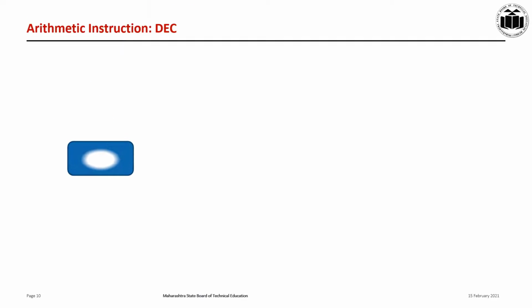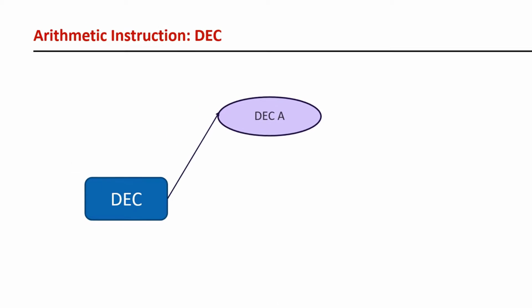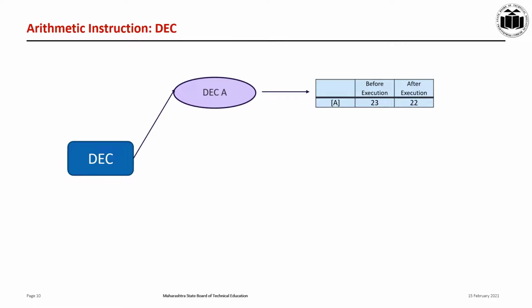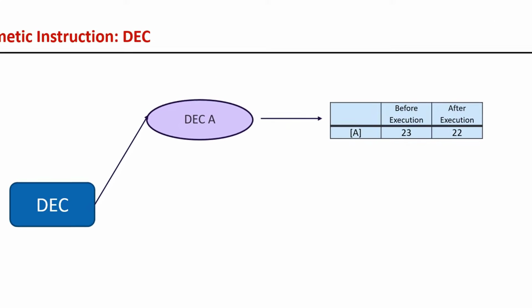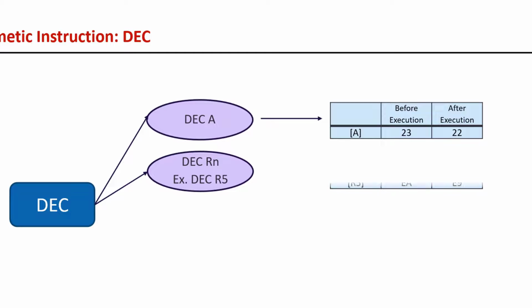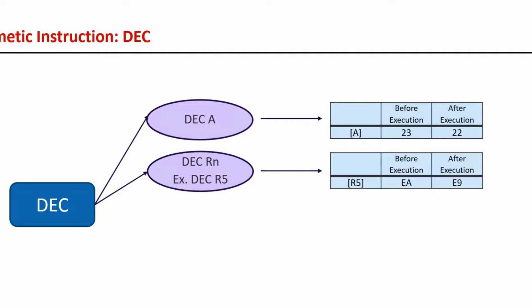Decrement instruction DEC A. This instruction decrements the content of accumulator by 1. If accumulator contains 23H, then after execution of this instruction, it will contain 22H. DEC Rn. This instruction decrements the content of register Rn by 1. If register R5 contains data EAH, then after execution of this instruction, it will contain E9H.